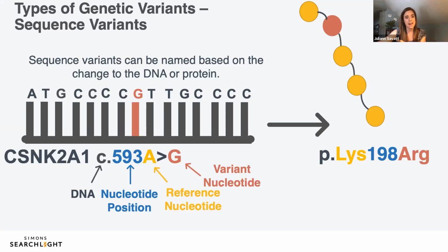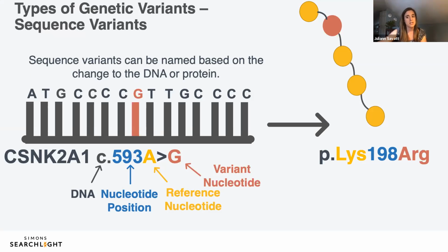The first letter, A, in this example, is what letter people typically have at position 593. The greater than symbol is our way of saying "is changed to," and then that second letter, G, tells us the letter in this individual. So altogether, this tells us that at letter 593 in the CSNK2A1 gene, most people have an A, but in this person, they have a G.